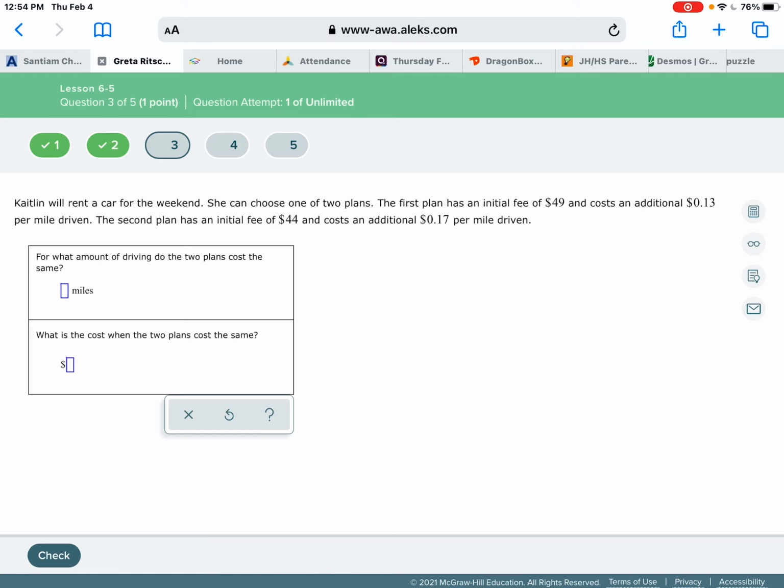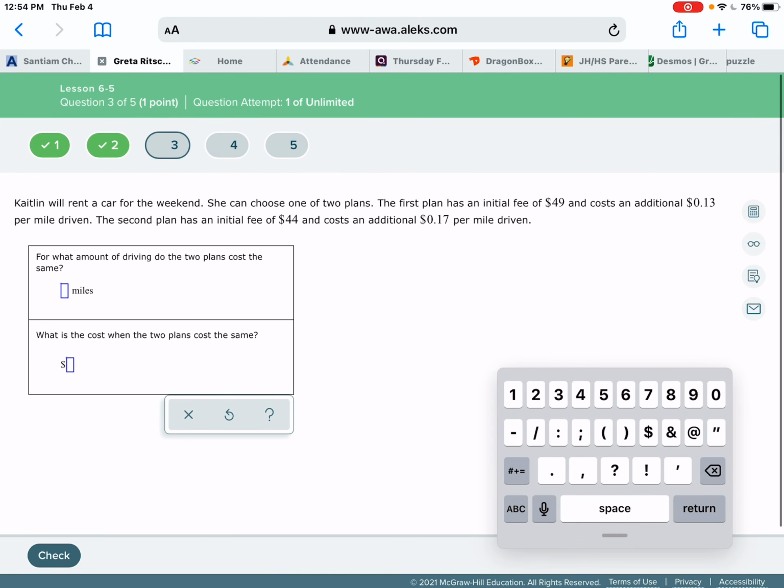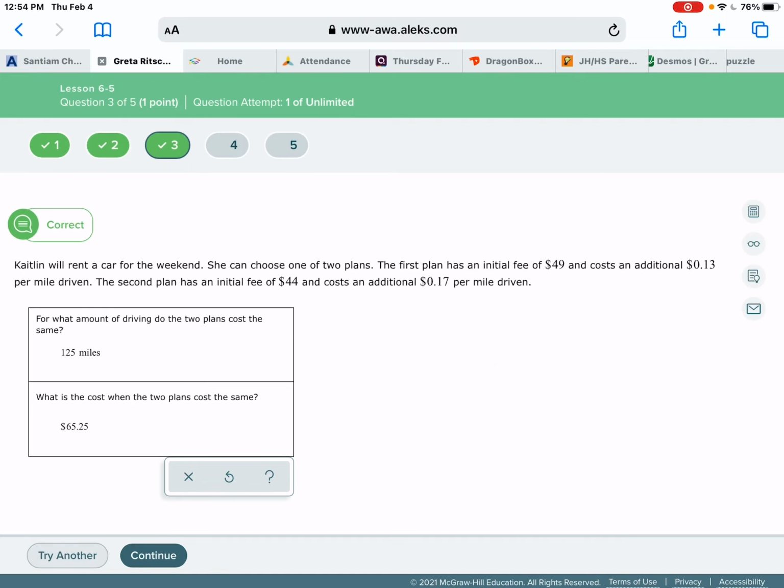Oops, come on. I don't know why we're being just a little persnickety here. 125 miles. Oh, I hope I remember this right. 65.25. Check. All right. Next.